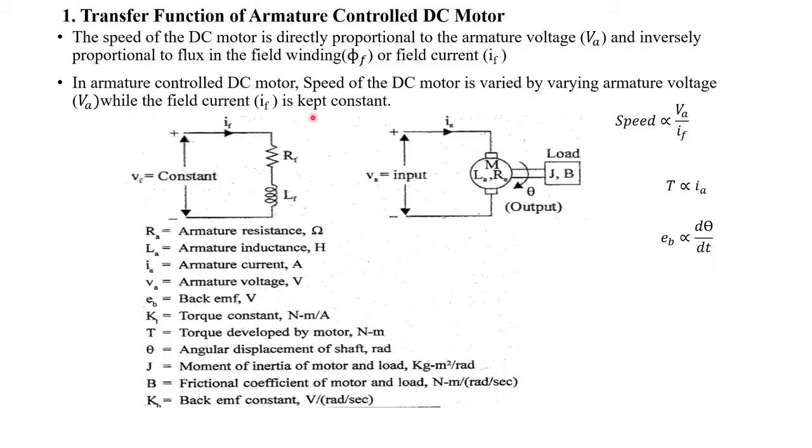So this is the diagram for the armature controlled DC motor. In the DC motor, you will have a field section as well as an armature section.